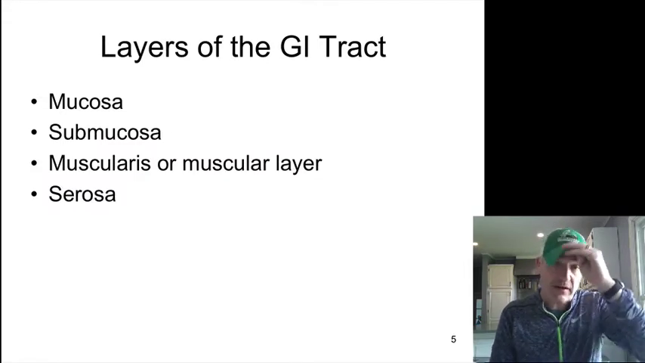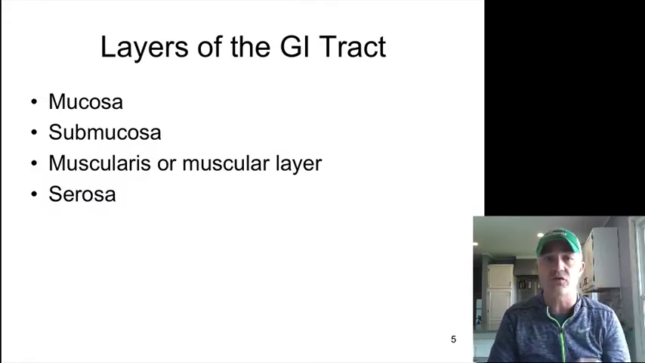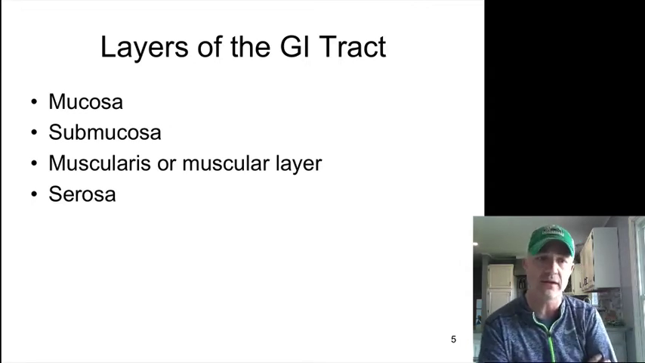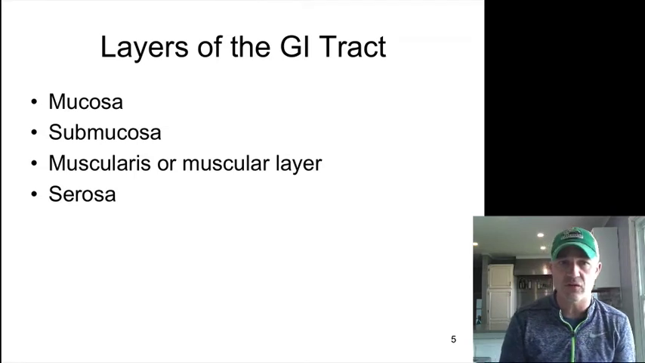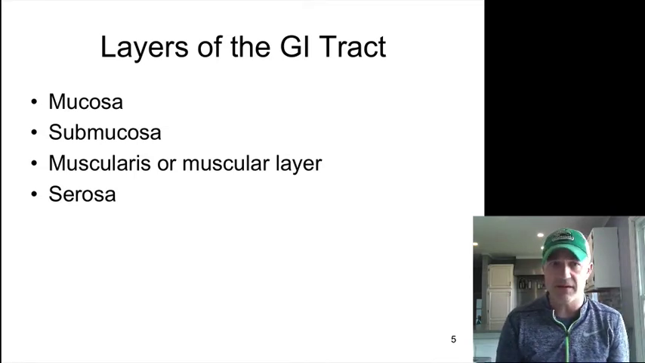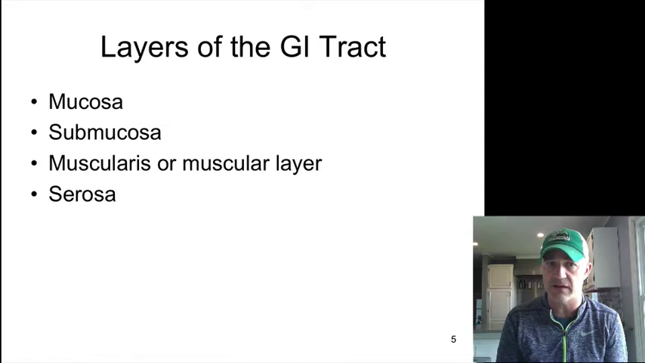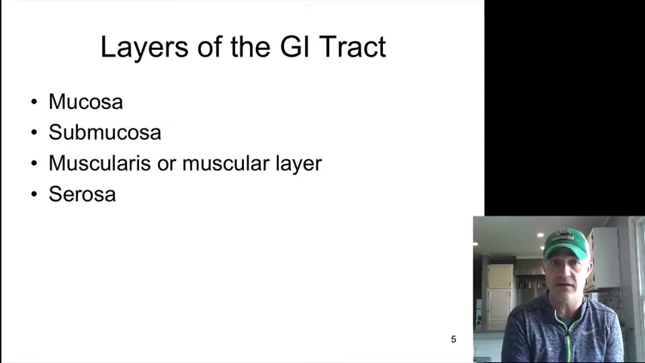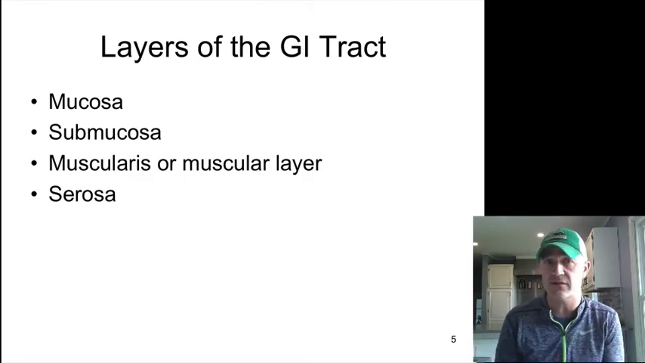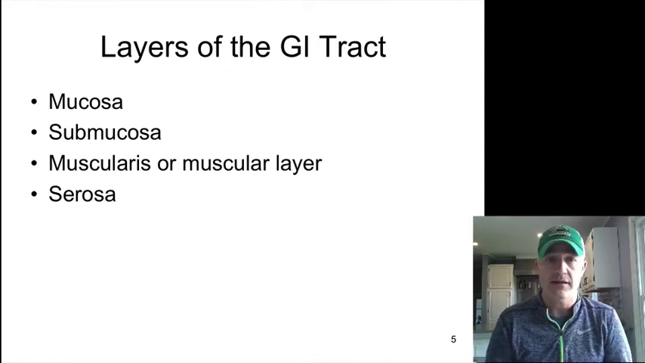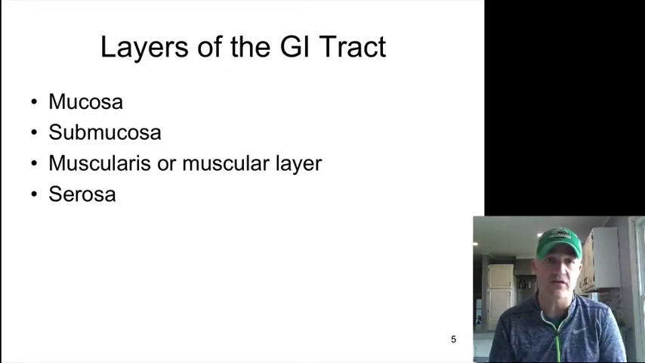One of the things that's interesting about this is if you actually look at the structure of the tube, it's pretty similar throughout. It has the same basic layers, with the exception of the serosa, sometimes an adventitia. You're going to have a mucosal lining, which is going to be epithelium with some underlying connective tissue and a little bit of muscle tissue. You're then going to have a submucosa. Beneath that, we're going to have a muscularis layer, or a muscular layer, and then a serosa or adventitia, depending on if we're in the peritoneum or not. Again, these same basic 4 layers are going to be present in all of them.